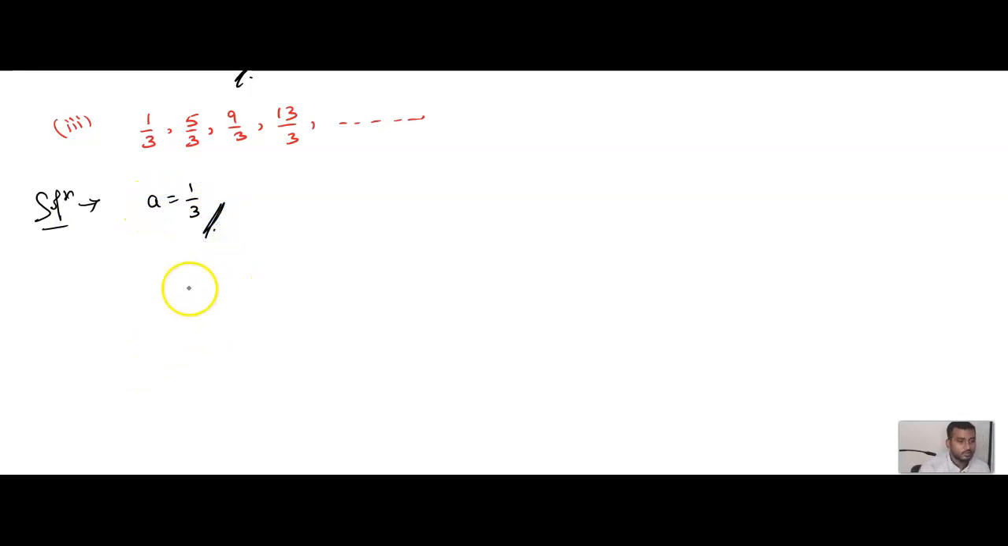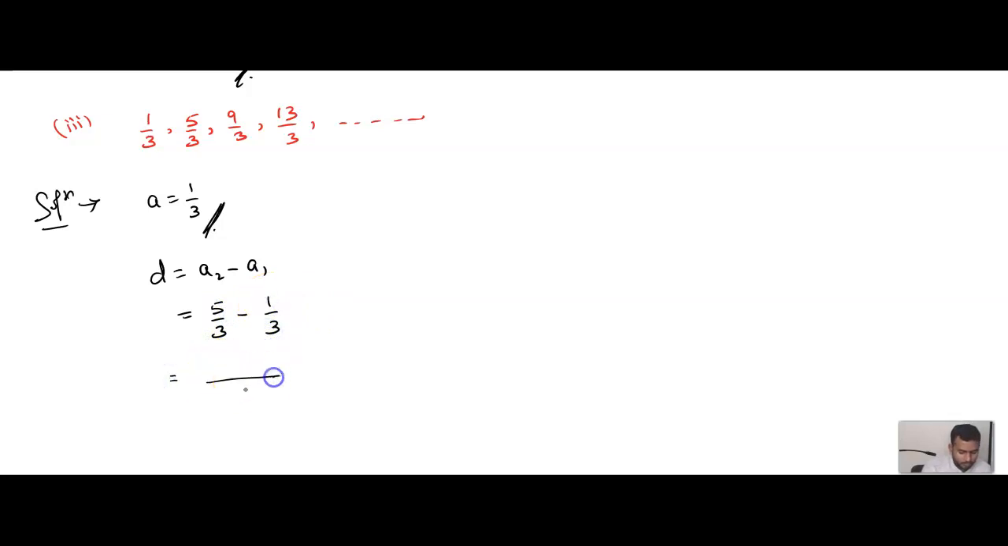Now let me copy down option number 3 in the same case. What is option number 3? 1 by 3 comma 5 by 3 comma 9 by 3 comma 13 by 3 comma and so on. So here in the solution, the first term is 1 by 3. This is our first term, and the common difference D is equal to A2 minus A1. What is A2? That is 5 by 3 minus the first term 1 by 3.